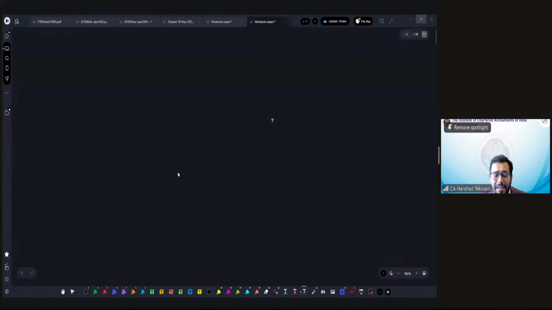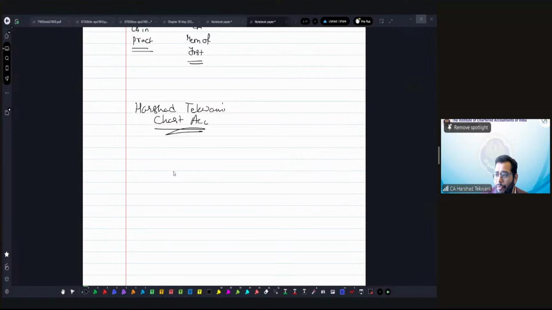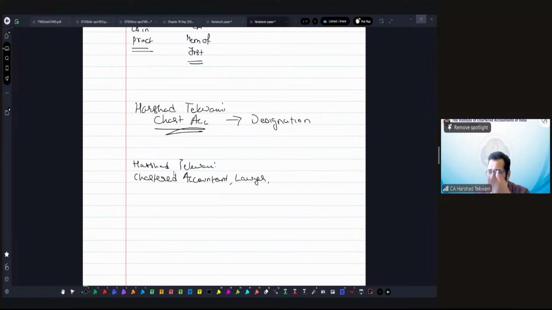Now, what is the difference between description and designation? I'll show you. Let's say my name: Harshad Tekwani, chartered accountant. This chartered accountant that I'm using is known as the designation. I cannot say Harshad Tekwani, chartered accountant, or lawyer, or other things like company secretary, cost accountant, management consultant. Let's say management consultant. I cannot use these multiple designations.